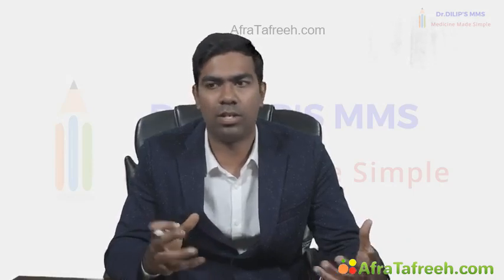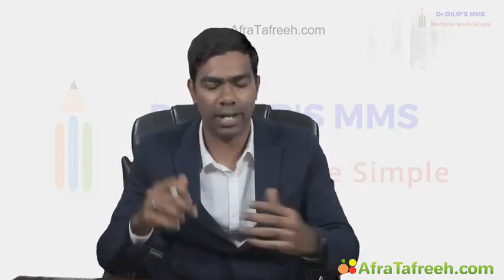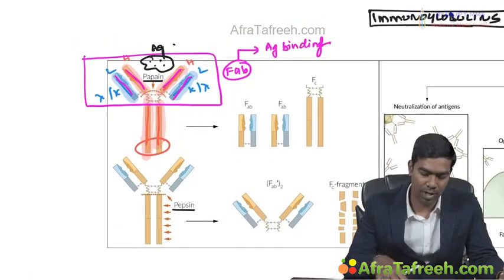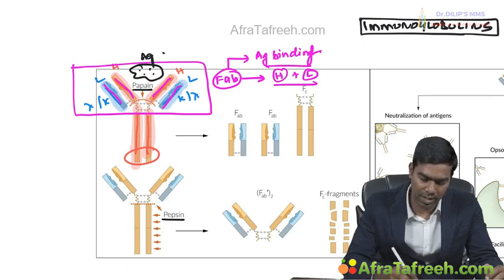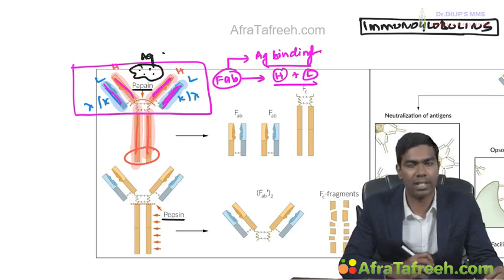You have two fragments actually, two sides. One is made of heavy chain and light chain, and another side is made of heavy chain and light chain. So this entire area is what we call Fab. This is the fragment of antigen binding. That is why it's called Fab, fragment of antigen binding. So what are the properties of Fab, if you ask me? Properties of Fab will be that it is made of both heavy chains as well as light chains.